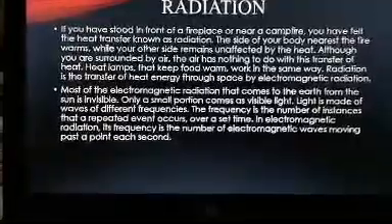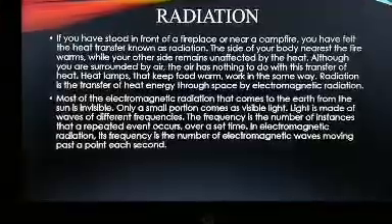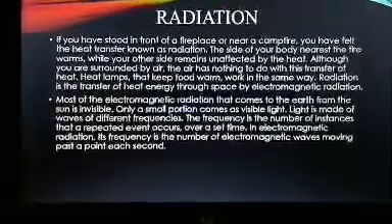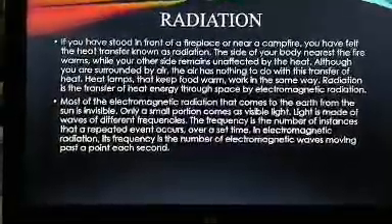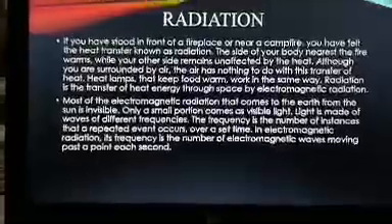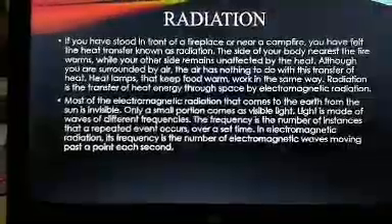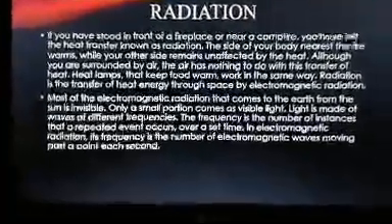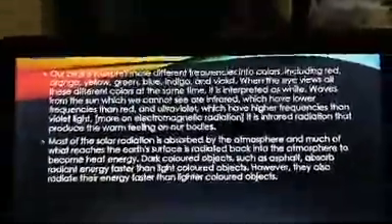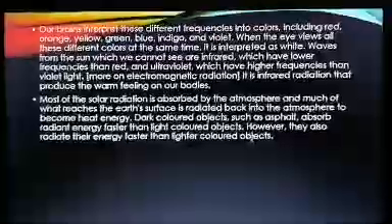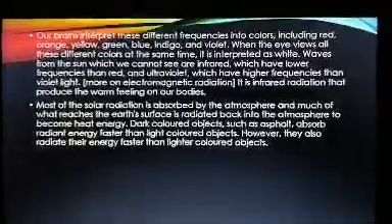Light is made of waves of different frequencies. Frequency is the number of instances that a repeated event occurs over a set time. In electromagnetic radiation, its frequency is the number of electromagnetic waves moving past a point each second. Our brain interprets these different frequencies as color, including red, orange, yellow, green, blue, indigo, and violet.